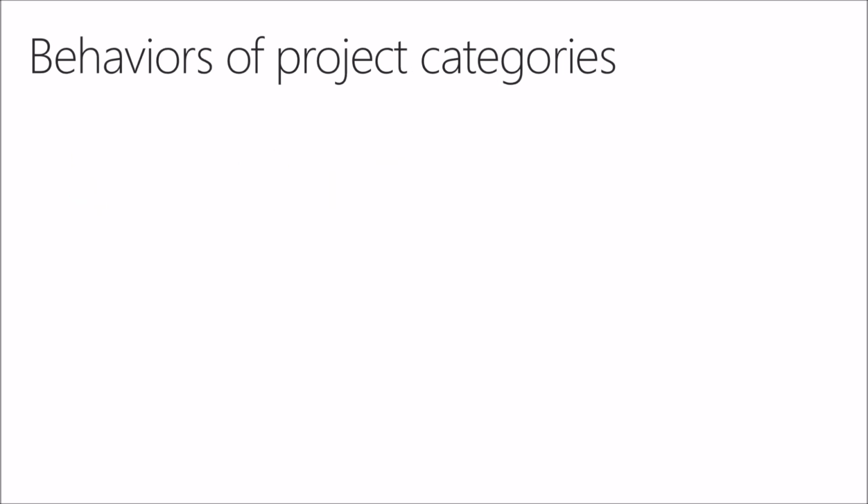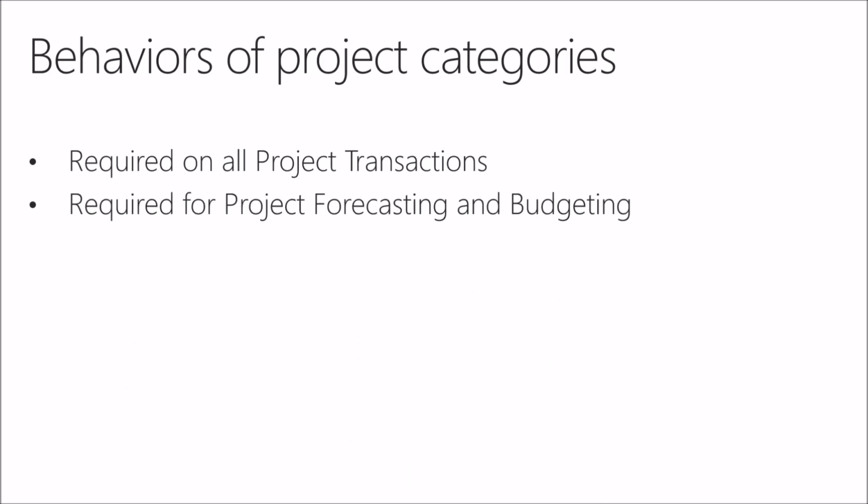If we start talking about the behaviors of a project category within Dynamics AX, the first thing that we're going to want to bring up is that project categories are required on all transactions. So it doesn't matter what transaction type you're using, what document, what journal you're using. If you're going to post anything towards a transaction, you have to code a project category. So it's required for transactional posting. The second thing is if you're going to be forecasting or budgeting in any way, shape, or form on a project, you have to do it at a category level as well. So it's required information for forecasting and budgeting.